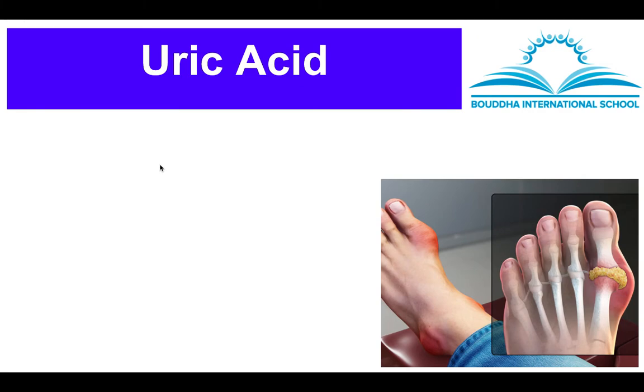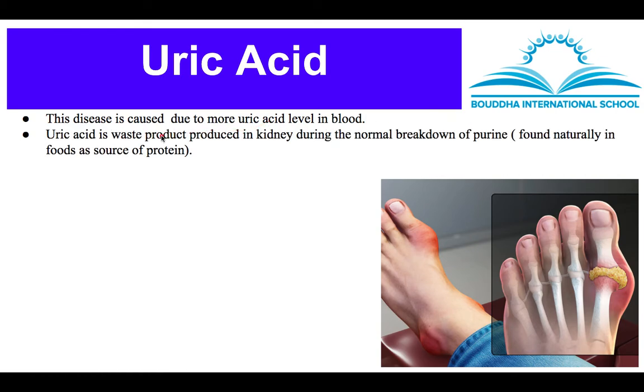And the last disease that we will be discussing here is uric acid, where there will be severe pain in the joints. This disease is caused due to a high uric acid level in the blood. If there is more glucose in the blood, it causes diabetes. Similarly, if more uric acid is present in the blood, it is called a uric acid problem. And in our body, uric acid is produced by the kidney. So how uric acid is produced is, it is produced by the kidney, as I already told you.